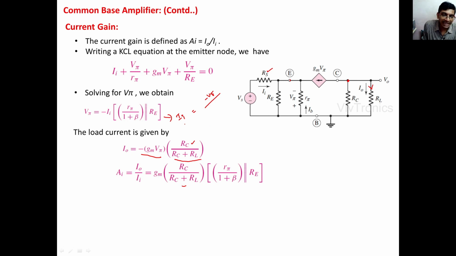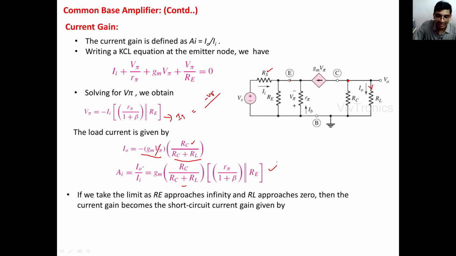When we substitute the Ia equation, we get V pi divided by V pi. That V pi will cancel with the V pi in the I0 equation. Current gain Ai is equal to output current divided by input current, which is equal to Gm into Rc by Rc plus RL into R pi by 1 plus beta in parallel with Re. That is the current gain equation.